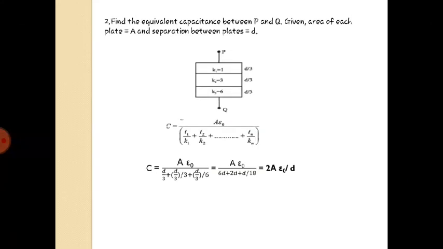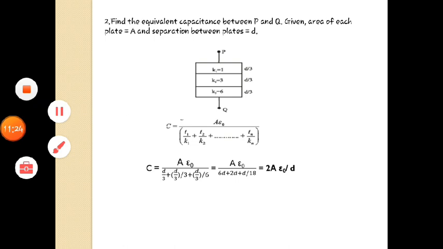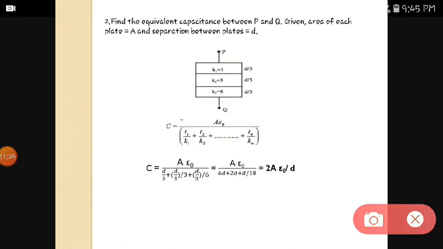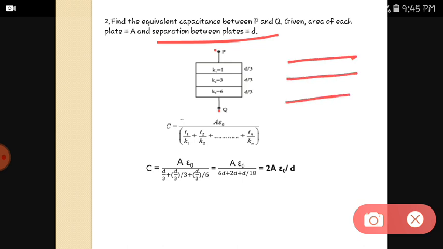Second numerical: find the equivalent capacitance between P and Q. Given that the area of each plate is A and the separation between the plates is D, between P and Q we are going to find the capacitance. Now it has been filled with 3 dielectric slabs. For the first slab, K1 is given as 1. For the second slab, it is 3. And for the third slab, it is 6.